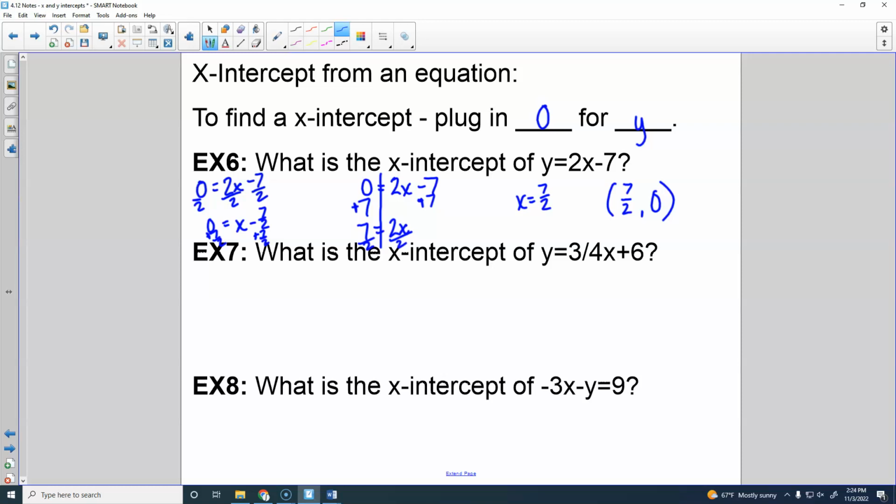Okay? Questions so far? All right. So the next one's a little tougher because you got a fraction. You're going to plug in 0 equals 3/4 x plus 6. So, Eddie, what would we do to solve this equation for x? Minus 6. Good. We're going to subtract 6 from both sides. That is going to give us negative 6 equals 3/4 x. Then what do we have to do? Divide by 3/4. Perfect.